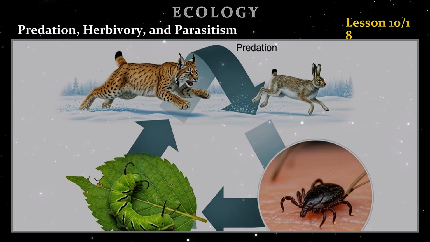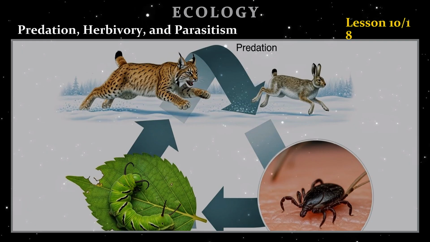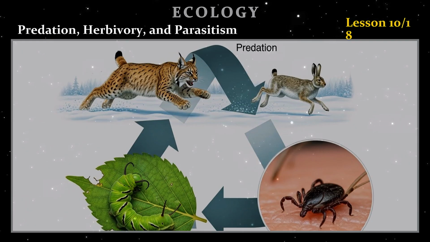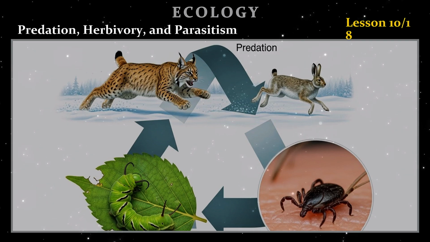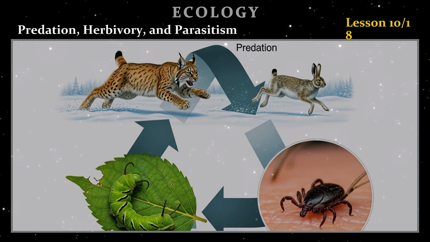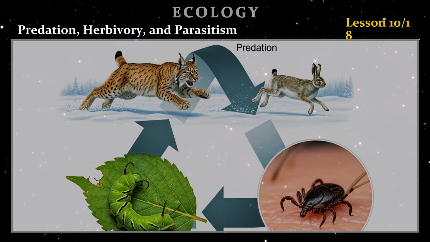This arms race produces two main types of defense. First is cryptic coloration, or camouflage. This is the art of disappearing. Think of a stick insect that looks exactly like a twig, or a flounder fish that mimics the sandy ocean floor. If the predator cannot see you, it cannot eat you.